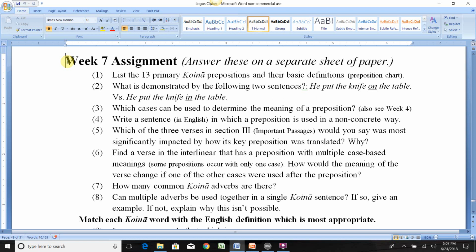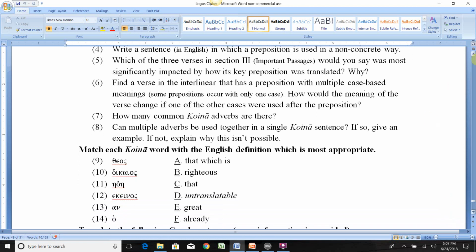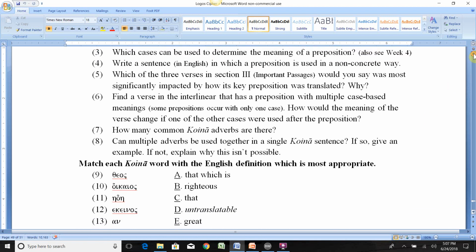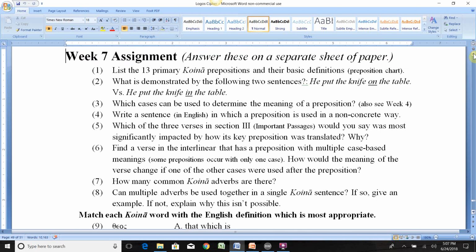Before we get into that, of course, we'll go over the homework. If I remember correctly, we did 1 through 4 and 9 through 14. That should be relatively straightforward. Number one: list the 13 primary koine prepositions and their basic definitions.